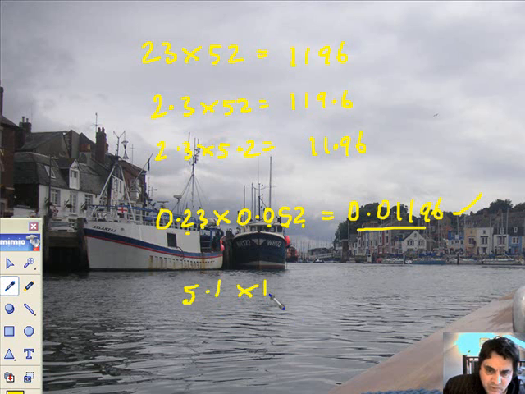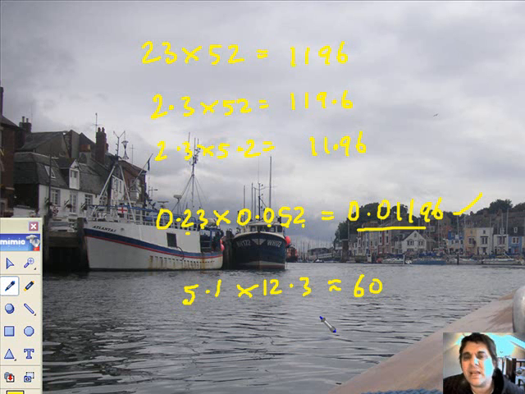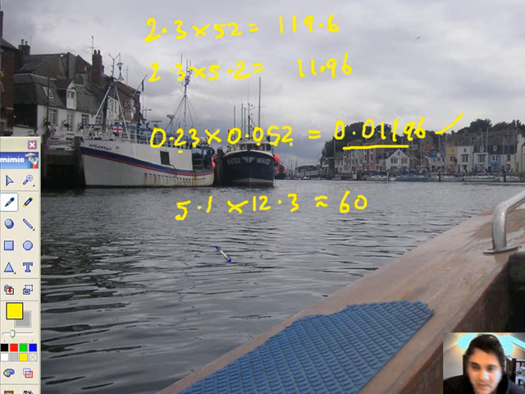I've got 5.1 multiplied by 12.3. Well, don't even think about the decimal points. As a rough estimate, you're looking at 5 times 12, ever so roughly, so you're looking at roughly, what, 50, 60. So if you end up with an answer of 6 or 600, you've probably made a big mistake.